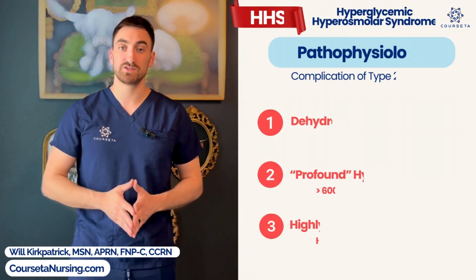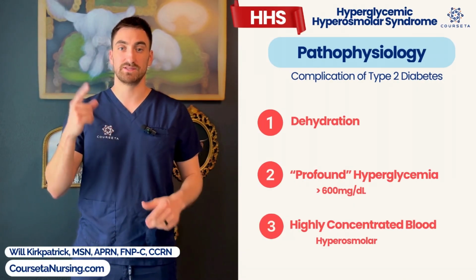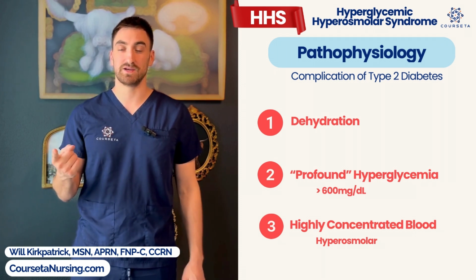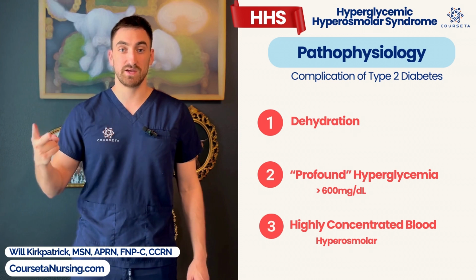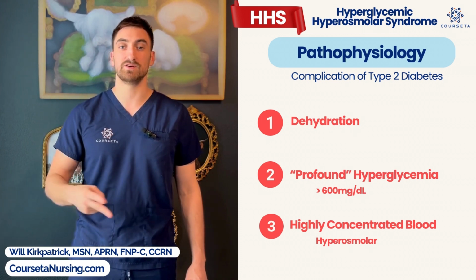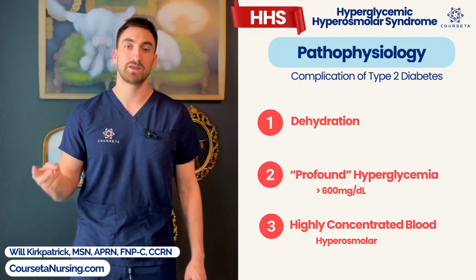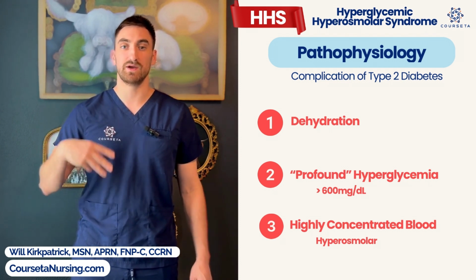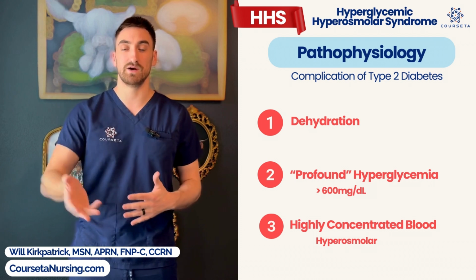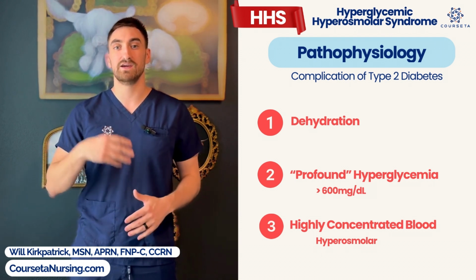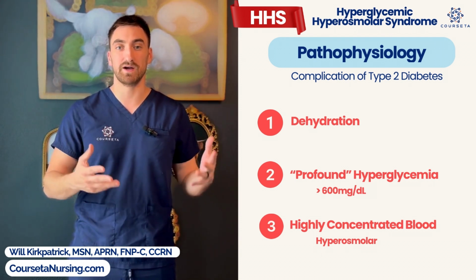So HHS also has a triad of issues. Once again, dehydration because they're losing so much fluid, second, extreme, profound hyperglycemia, so over 600 milligrams per deciliter, and then hyperosmolar, so lots of concentrated electrolytes in the bloodstream because there's so much fluid loss, because it's osmotic diuresis due to that high buildup of blood sugar.